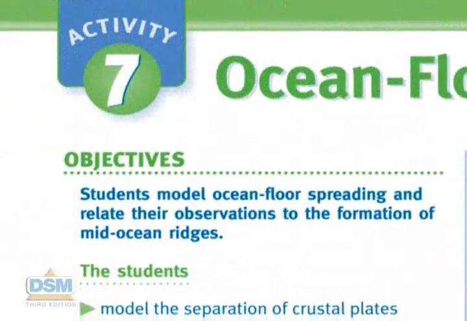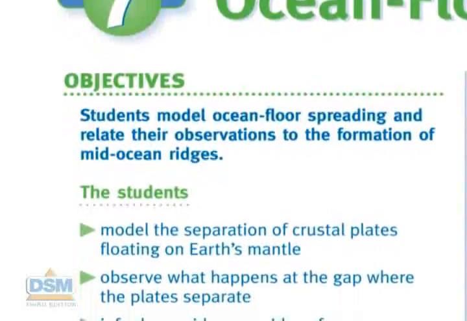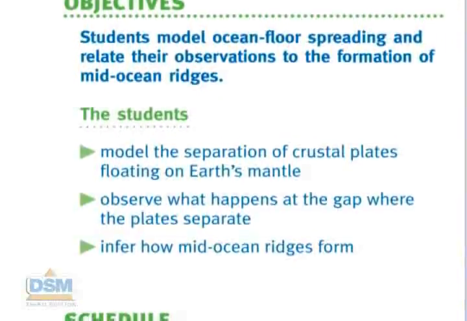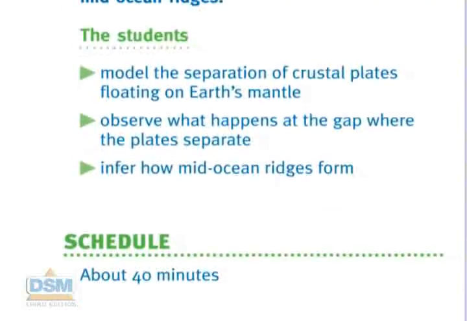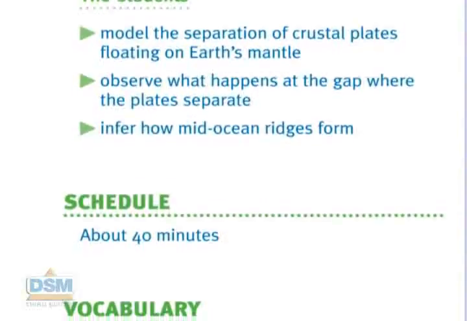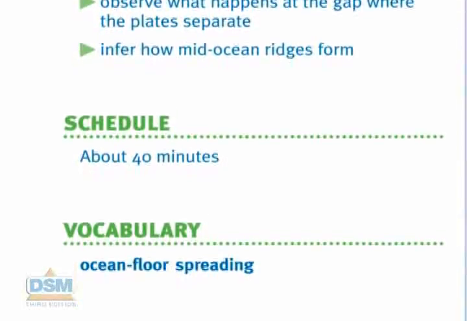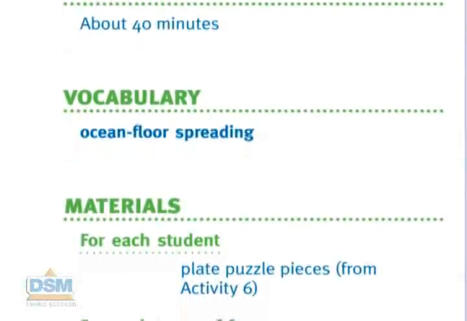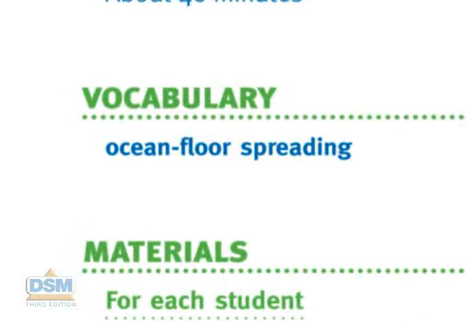In Activity 7, students model ocean floor spreading and relate their observations to the formation of mid-ocean ridges. They model the separation of crustal plates and observe what happens at the gap where the plates separate. This activity will take about 40 minutes. The vocabulary introduced in this activity is ocean floor spreading.